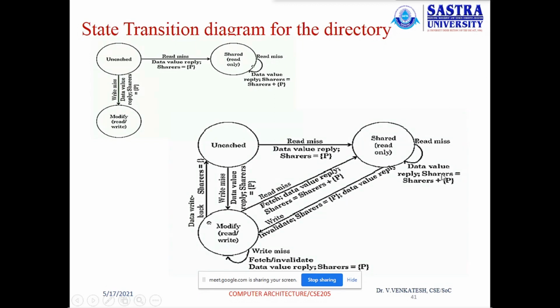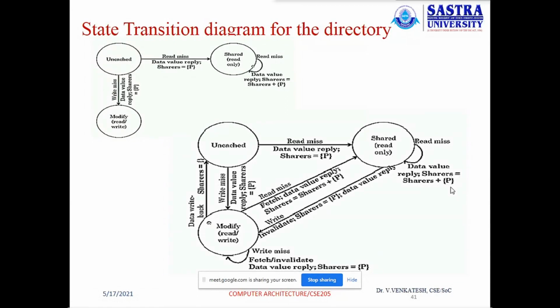Okay, so carefully listen to this one. We are going to have a read miss transaction. At that time, that particular block is in shared state. We are going to give the data, and we are going to share the sharers list. Okay, now again, we are going to perform a write miss transaction.